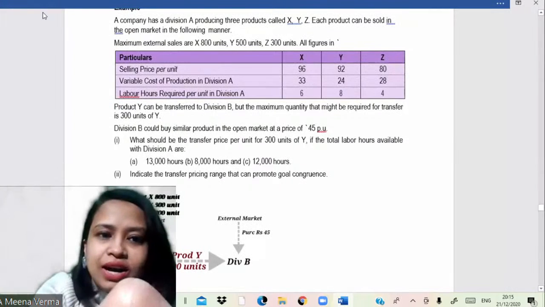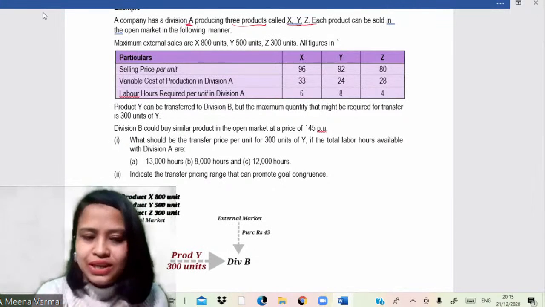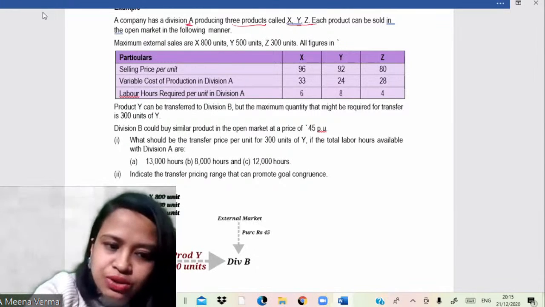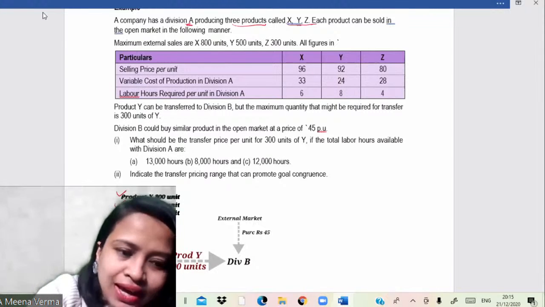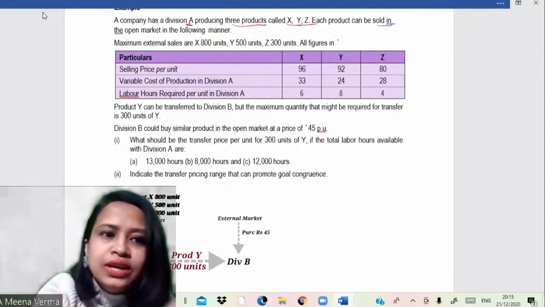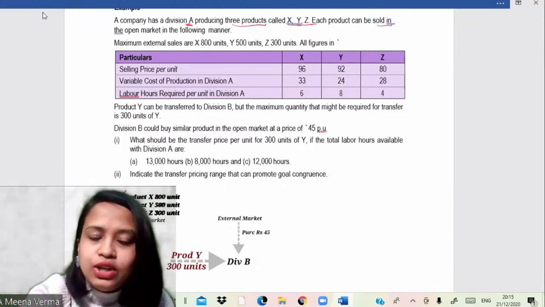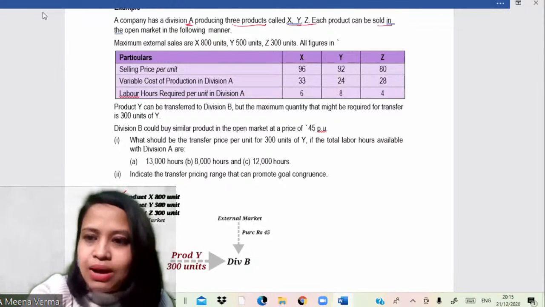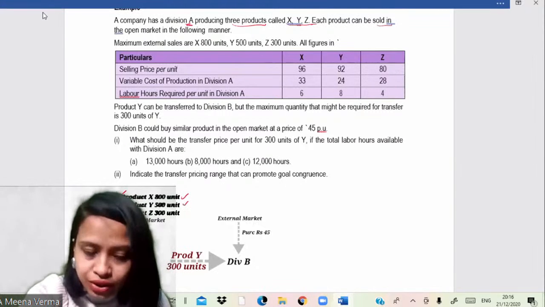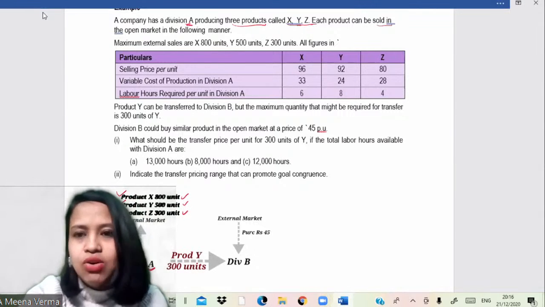See here, we have a company. The company has a division A producing three products X, Y, Z. This division is producing product X, product Y, and product Z. Each product can be sold in the open market in the following manner. They can sell in the external market 800 units of product X, 500 units of product Y, and 300 units of product Z. So in the external market, they can sell all these units.